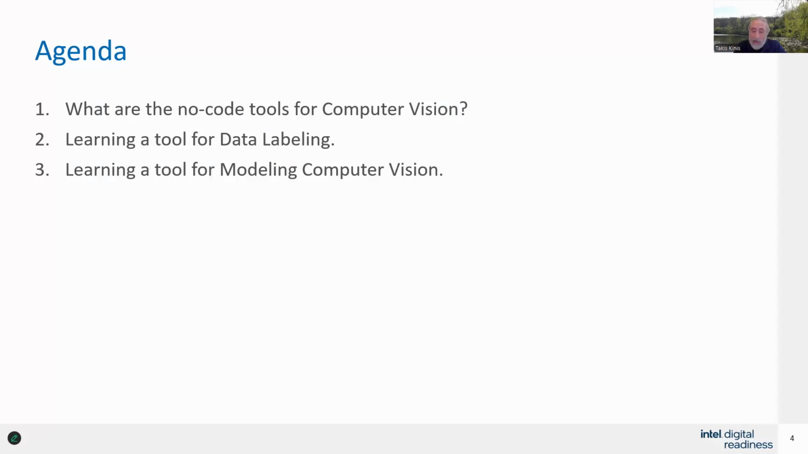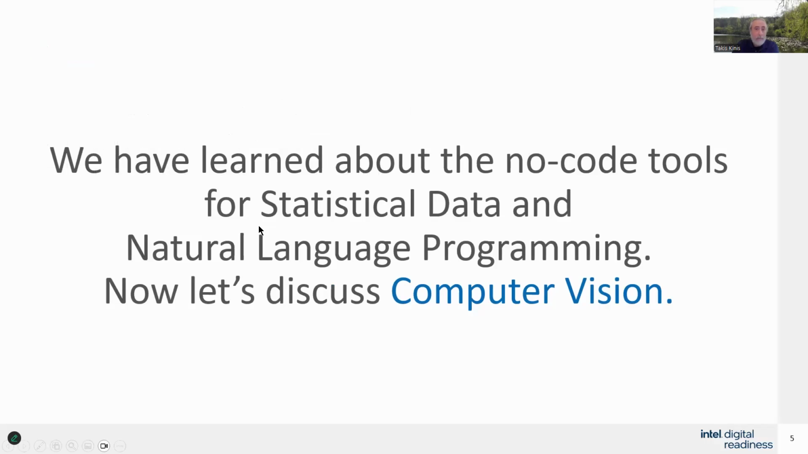The first area we looked at was statistics and data. The second area was natural language processing, which we did last week with the chatbot stuff. And this week we're looking at computer vision, which is identifying images, basically. We'll learn a tool for data labeling, and then we're going to learn a separate tool for modeling computer vision. Both are very, very powerful. Both are accessible for free, by the way, as well.